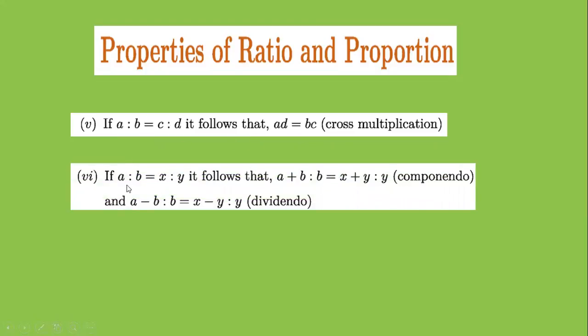Number six: if a ratio b equals x ratio y, it follows that a plus b ratio b equals x plus y ratio y, componendo, and a minus b ratio b equals x minus y ratio y, dividendo. Here a ratio b means a by b, and x ratio y means x by y. If we add b here, we get a plus b by b. If we add y here, we get x plus y by y.